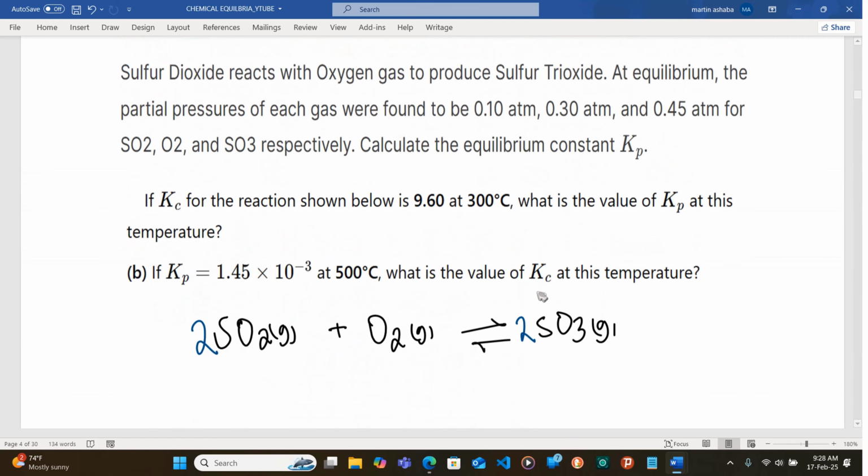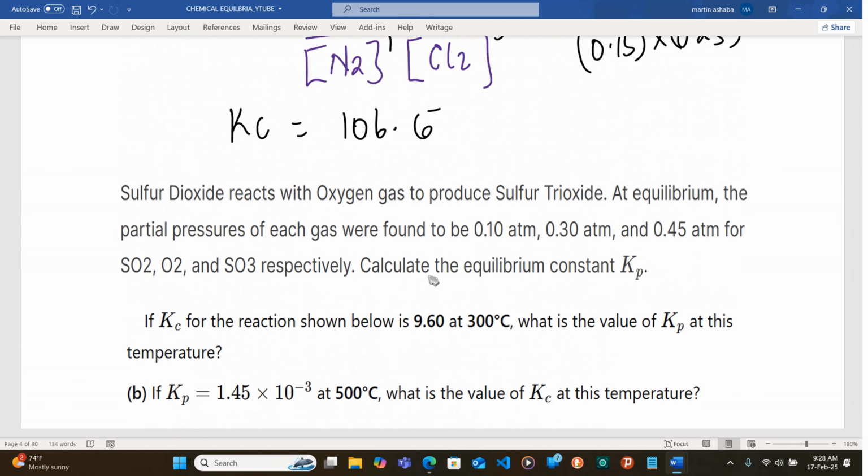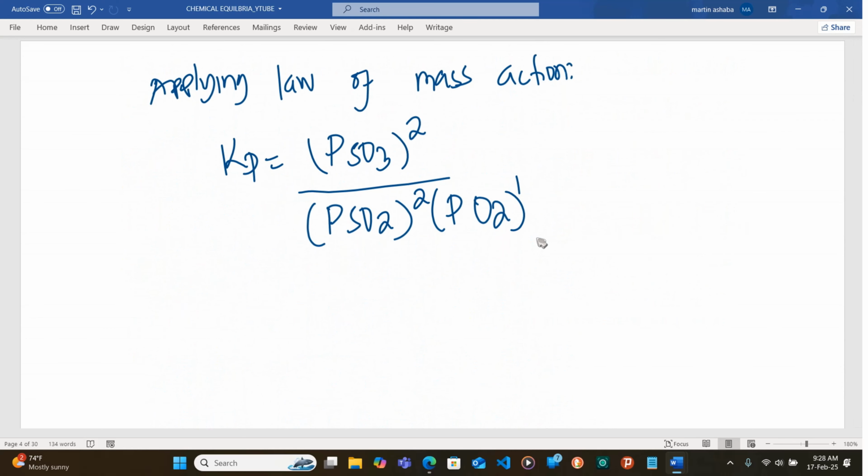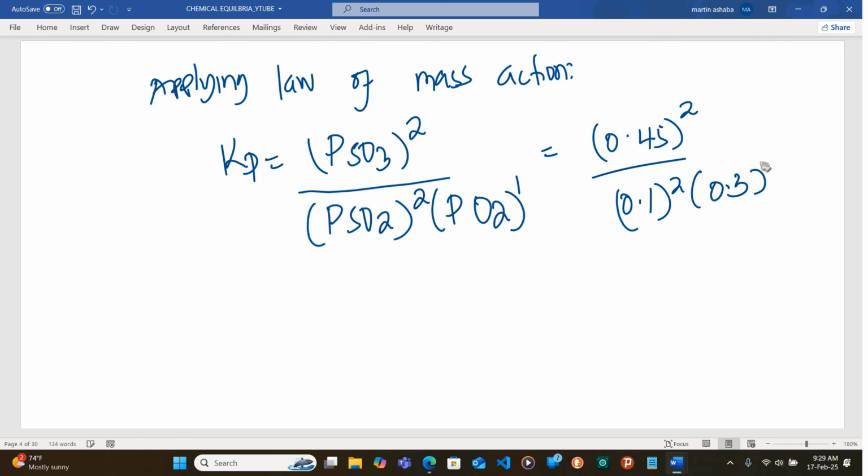So we are told that the partial pressure of sulfur trioxide is 0.45, the other one for sulfur dioxide is 0.1, and for oxygen is 0.3. So we just substitute in those values: 0.45 squared divided by 0.1 squared times 0.3 to the power 1. And using my calculator, I find that I have 67.5. So Kp is 67.5.